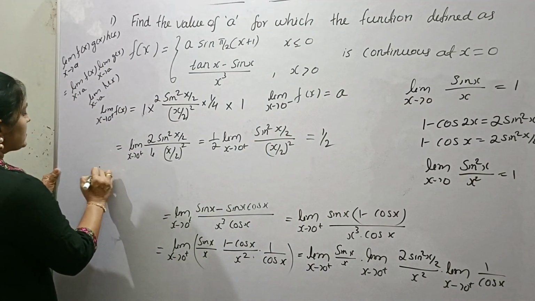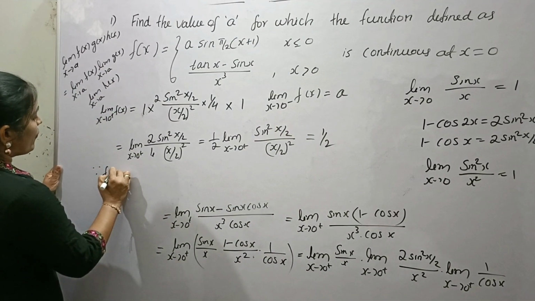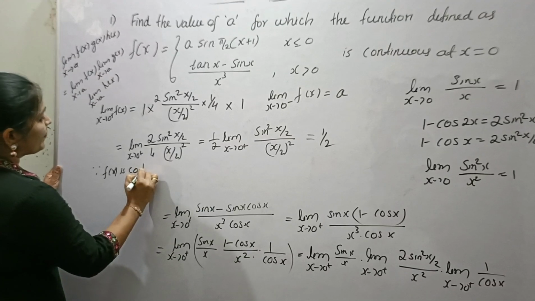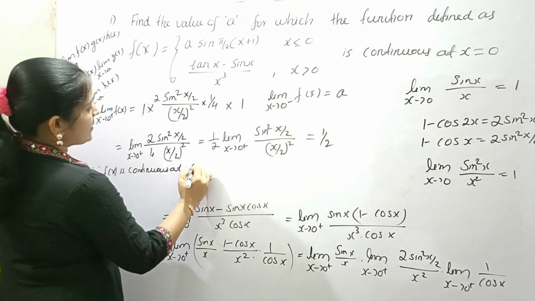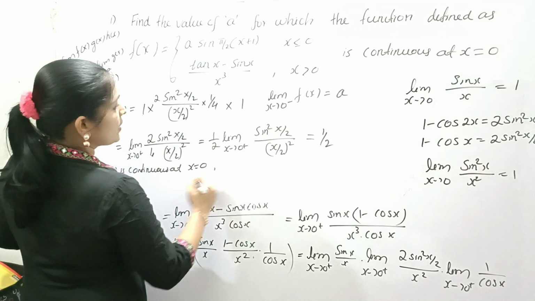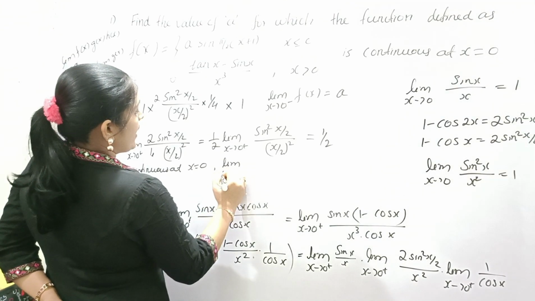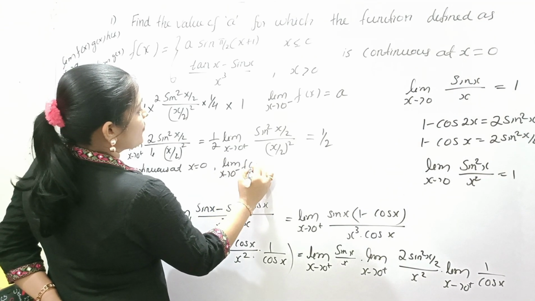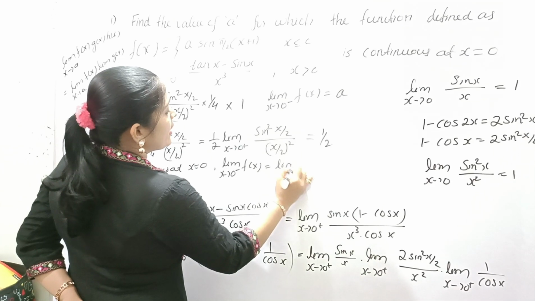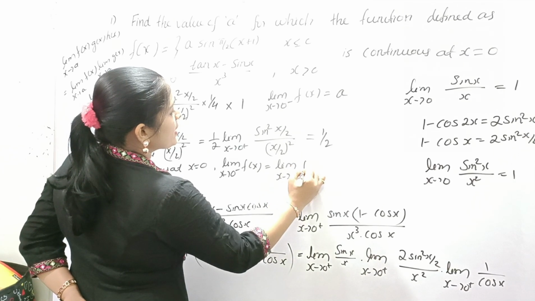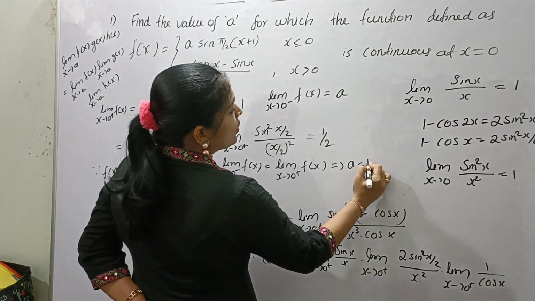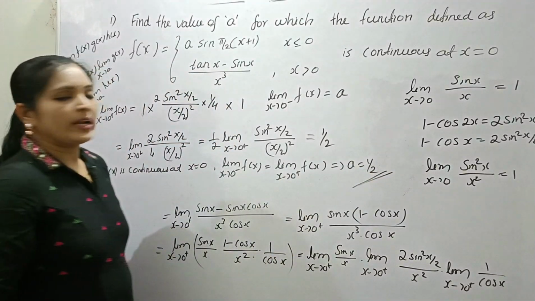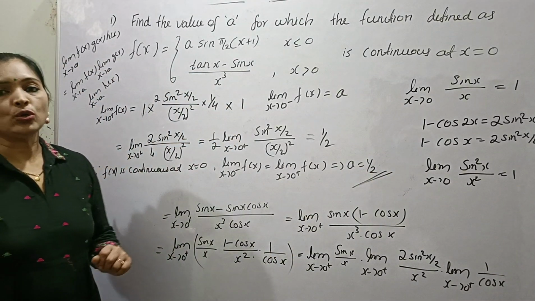Okay. Since f of x is continuous at x is equal to 0, limit x tends to 0 minus f of x is equal to limit x tends to 0 plus f of x. Okay. That implies a is equal to 1 by 2. So what is the value of a? A is equal to 1 by 2.